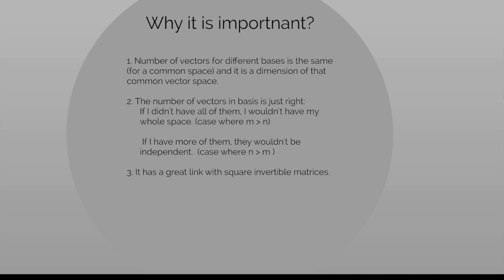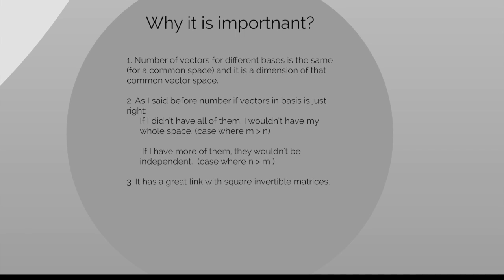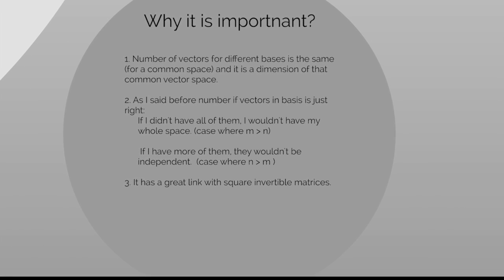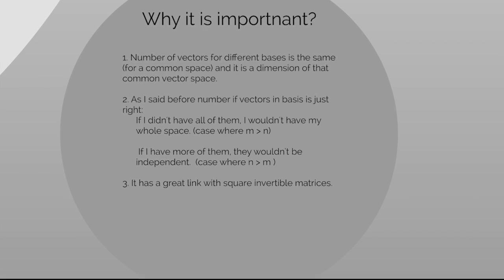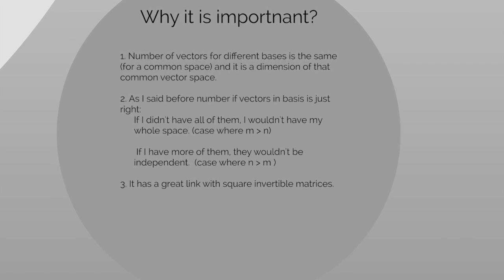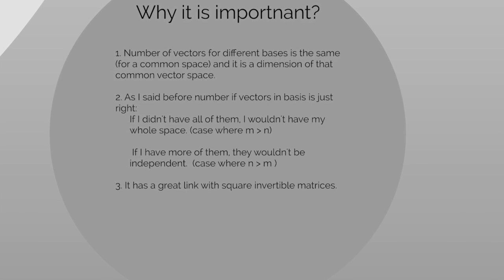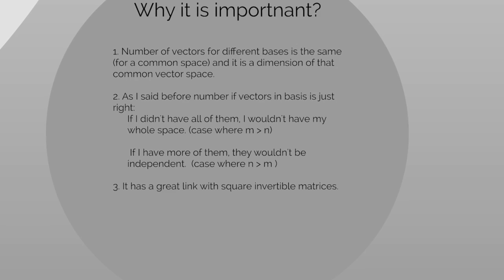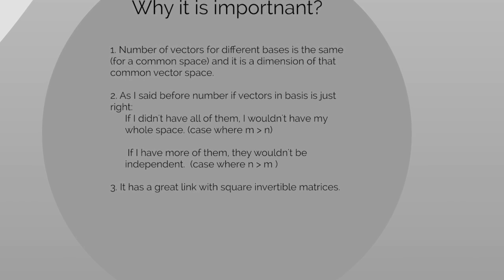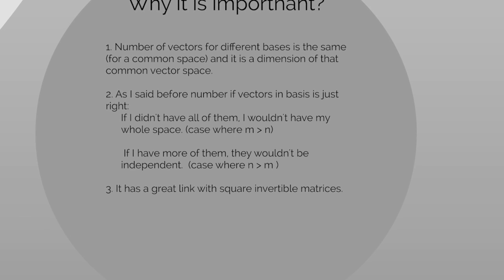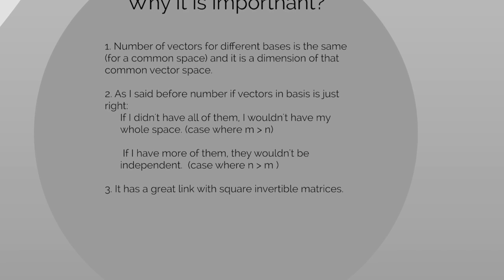Why is it important? First, the number of vectors for different bases is the same, and it is the dimension of that common vector space. Second, the number of vectors in a basis is just right. If I didn't have all of them, I wouldn't have my whole space. If I have more of them, they wouldn't be independent. And the last one, it has a great link with square invertible matrices.